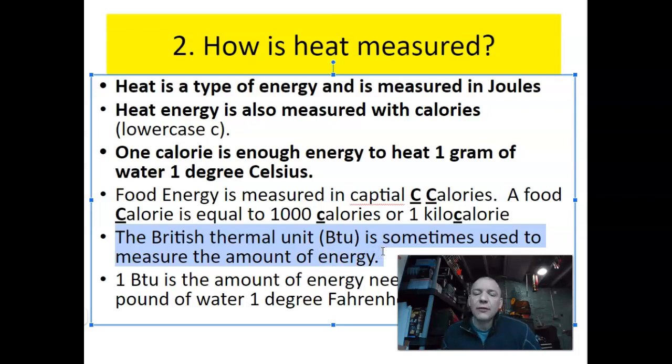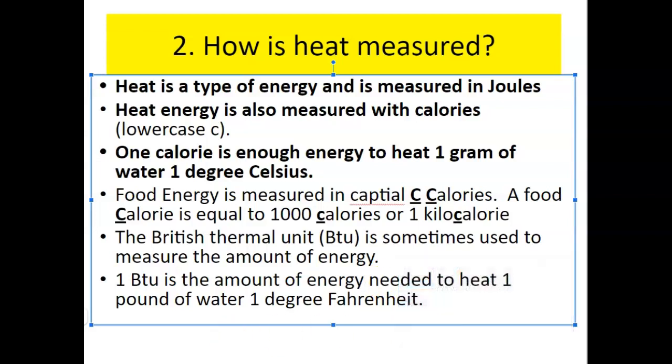There's another unit here, the British thermal unit. Sometimes you'll see that on a furnace if you look in your basement. These are used for relatively large amounts of heat. That's also based on this whole idea of how we change the temperature of a substance. So 1 BTU is the amount of energy needed to heat 1 pound of water 1 degree Fahrenheit. A pound of water is a lot bigger than a gram, so a BTU is a lot bigger than a calorie.